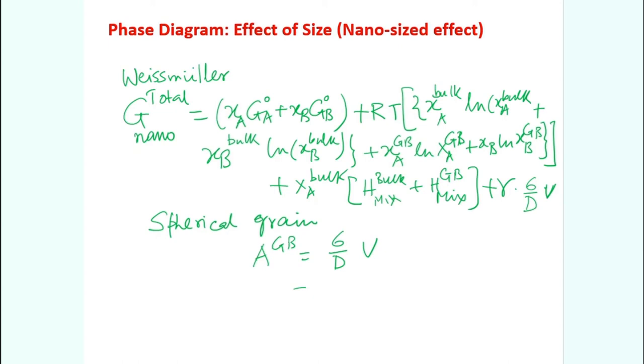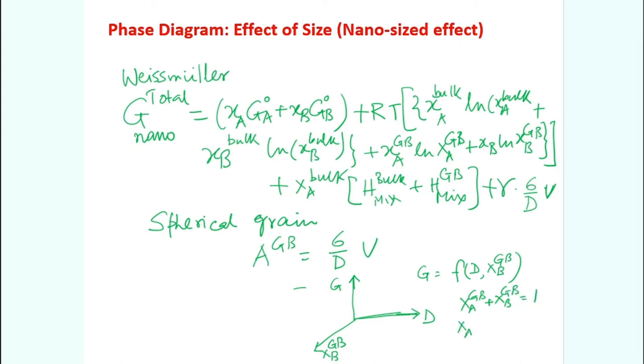So that's why this whole G has basically two important variables, not three. G is a function of D and of X_B at the grain boundaries. So this is a 3D plot, correct? You might be thinking, why only X_B grain boundary, why not X_A? Well, X_A grain boundary plus X_B grain boundary is equal to 1. Similarly, X_A bulk and X_B bulk, if we add them together, also equal 1. So this is a single variable; one you know, the other is easily calculated.